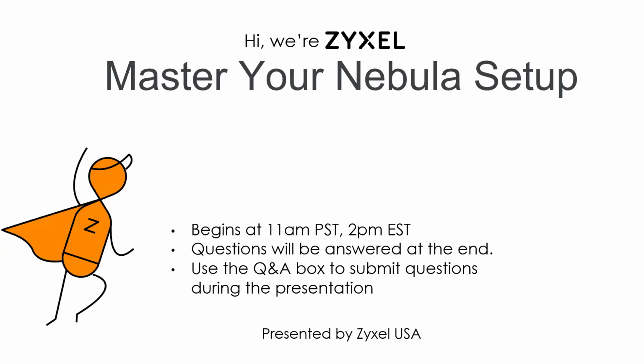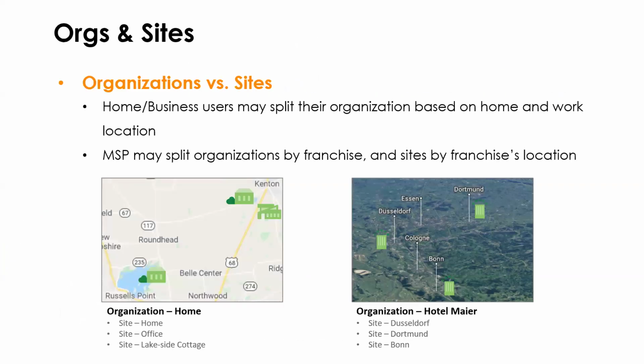So we're going to start by talking about orgs and sites. This is something that causes confusion for a lot of people who are new to using Nebula. So I sort of wanted to talk about it. Generally, an organization is your customers. The assumption here is if you're joining today's webinar, you are an MSP, you are a VAR, a system integrator, and you've got customers that you are managing their networks through Nebula.